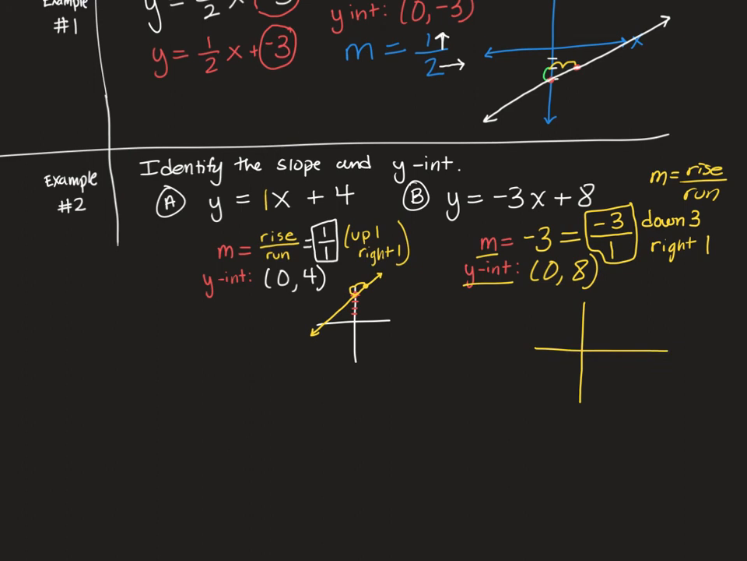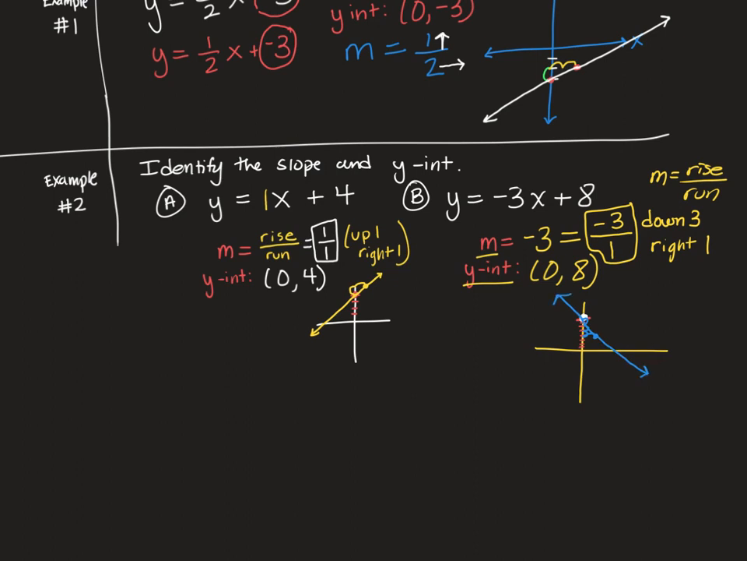So if I were to graph this, you guys can graph this with me. I'm going to go to (0, 8), and I'm just going to say that (0, 8) is here. 1, 2, 3, 4, 5, 6, 7, and then 8. I'm going to say 8 is right there. The white dot. Okay? Now this means I'm going to go down 3, right 1. So I'm going to go down 3, 1, 2, 3, right 1. Connect the dots. And it's not going to be perfect. Your graph is going to look a little different.